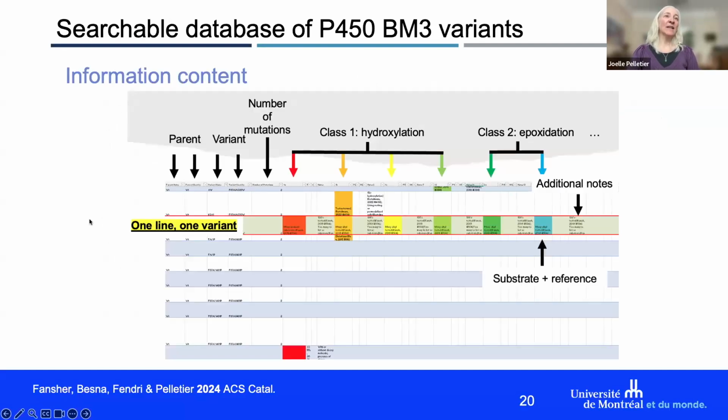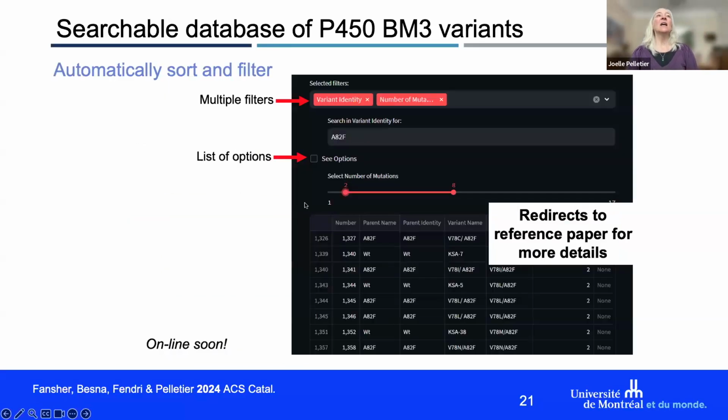So what does it look like? Each line gives you one variant and the reaction classes that it can address. We have the parent enzyme, which typically is the native or wild-type cytochrome BM3, and the variant that we are looking at. But sometimes there's so much literature that some variants have become anchored in the literature and can then serve as parents that we further vary. So we can refer to some different parents, and a lot of information is given. The key is that you can automatically sort and filter, apply your filters, you have options, and it automatically redirects you to the reference paper so you can get more details.